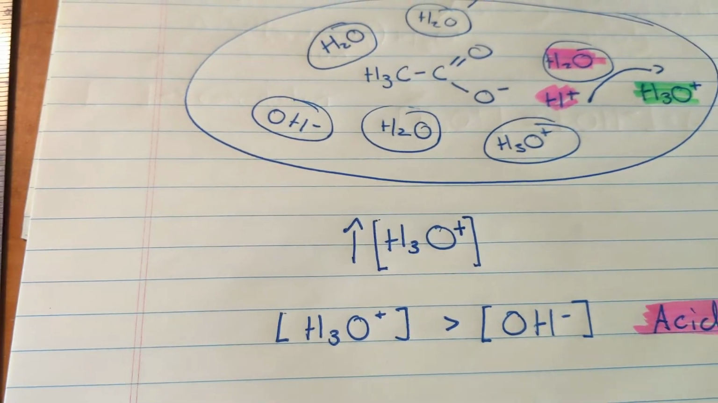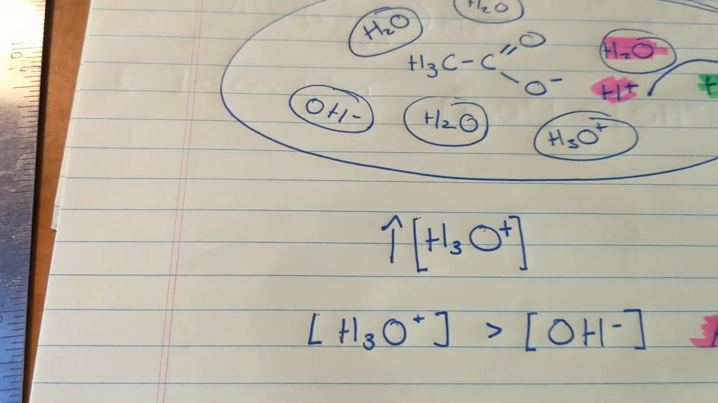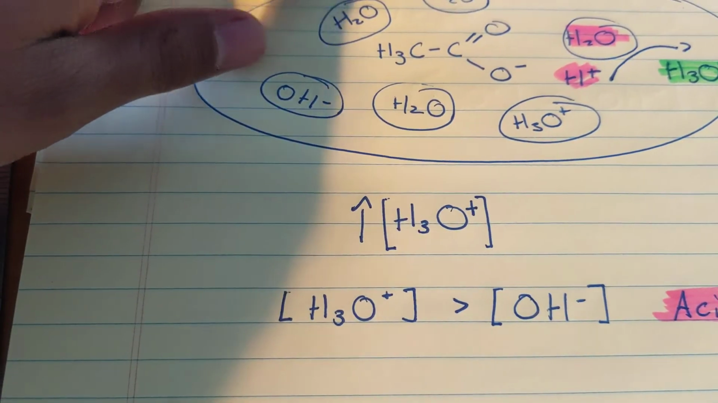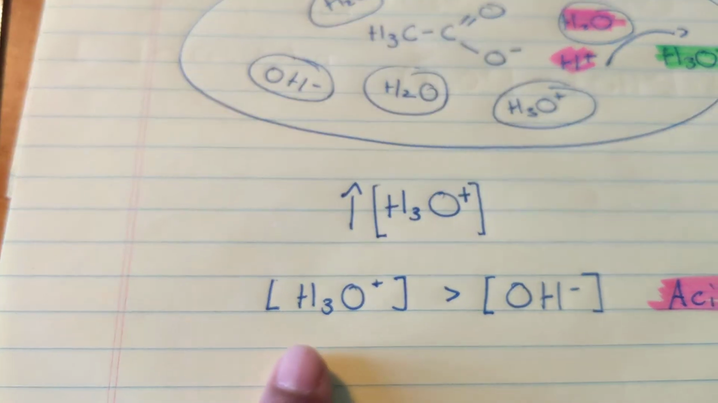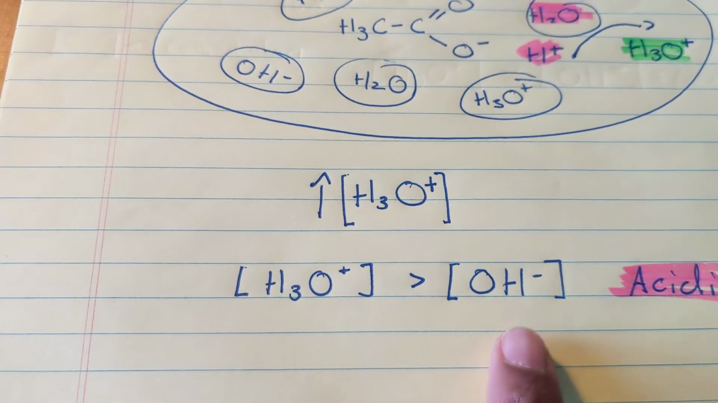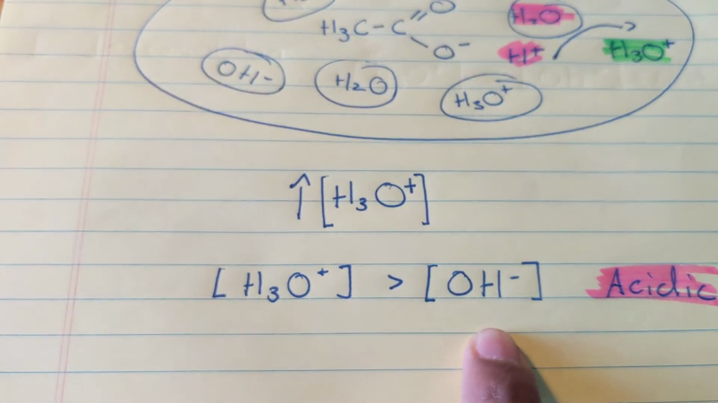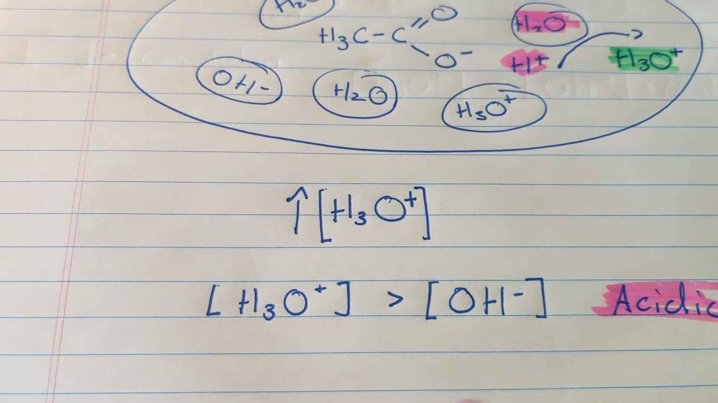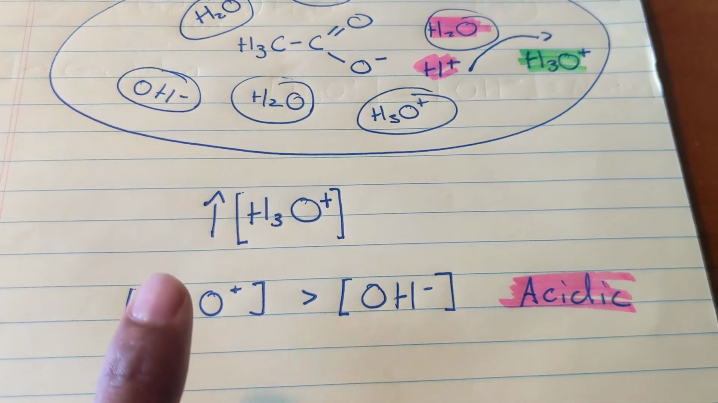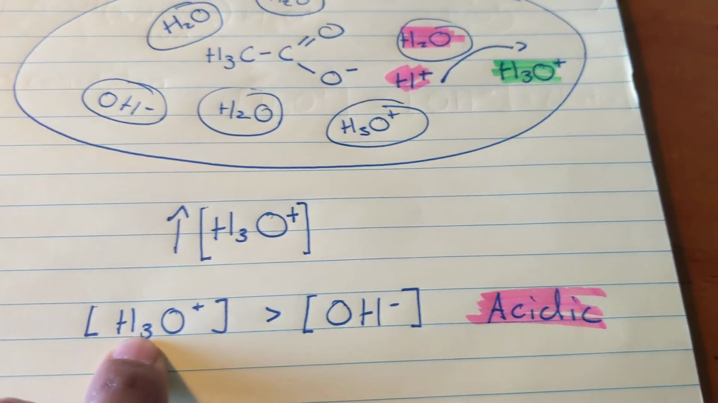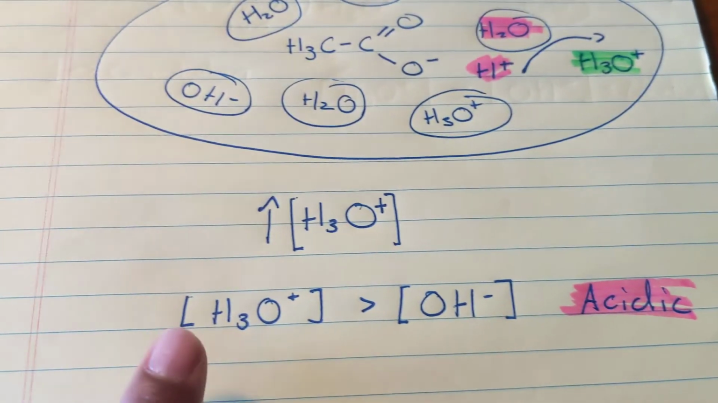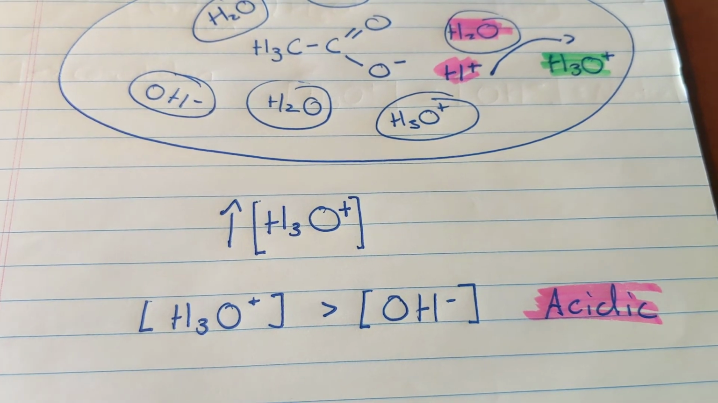Before, in water, the amount of hydrogen ions and the amount of hydroxide ions were the same. But since we added this acid, now the number of hydronium ions is actually greater than the number of hydroxide ions. So we've gone from having a neutral substance with equal amounts to an acidic substance. And acidic substances have more hydronium ions than they do hydroxide ions. The stronger the acid, the more hydronium ions are going to be in that solution.